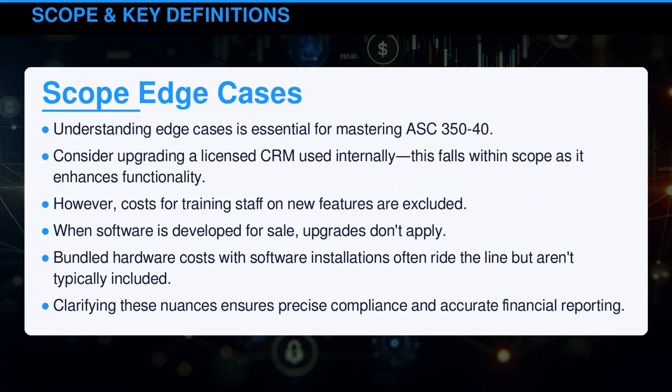Understanding edge cases is essential for mastering ASC 350-40. Consider upgrading a licensed CRM used internally. This falls within scope as it enhances functionality. However, costs for training staff on new features are excluded. When software is developed for sale, upgrades don't apply. Bundled hardware costs with software installations often ride the line, but aren't typically included. Clarifying these nuances ensures precise compliance and accurate financial reporting.